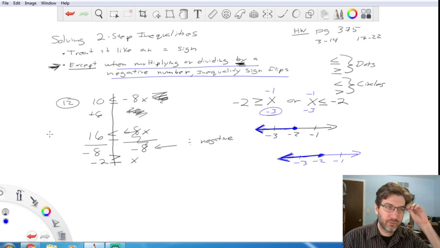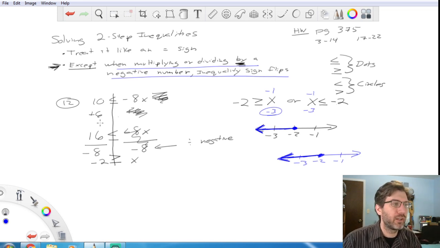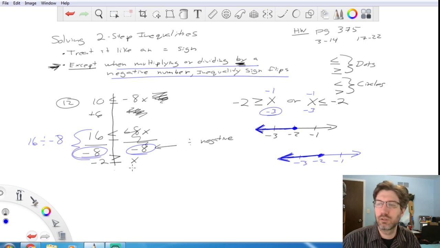Inequalities aren't too difficult. They just take a little focus. And again, if you've been writing things the way I've been, you should note that, hey, here's our division by a negative number. It's really easy to point out. How did I get negative 2? Because 16 divided by negative 8 equals negative 2.